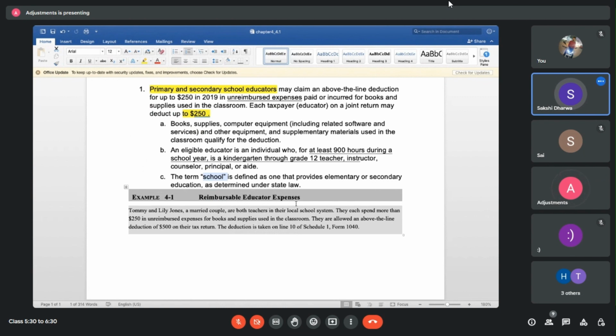Tommy and Lily Jones, a married couple, are both teachers in their local school system. They each spend more than $250 in unreimbursed expenses for books and supplies used in the classroom. They are allowed an above-the-line deduction of $500 on their tax return. The deduction is taken on line 10 of Schedule 1, Form 1040.